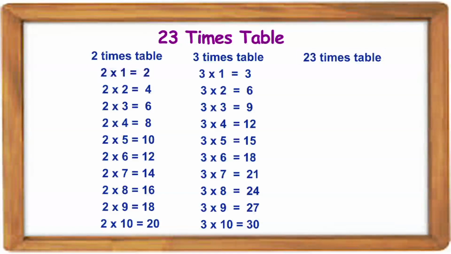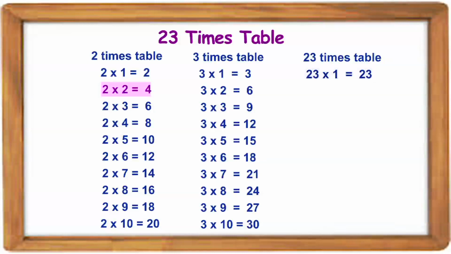Here we have 2 ones are 2, 3 ones are 3. So we can write 23 times 1. Now we divide this into two parts. First part is units place and second part is tens place. Now we write 3 in ones place and 2 in tens place. So we write 23 times 1 is 23.